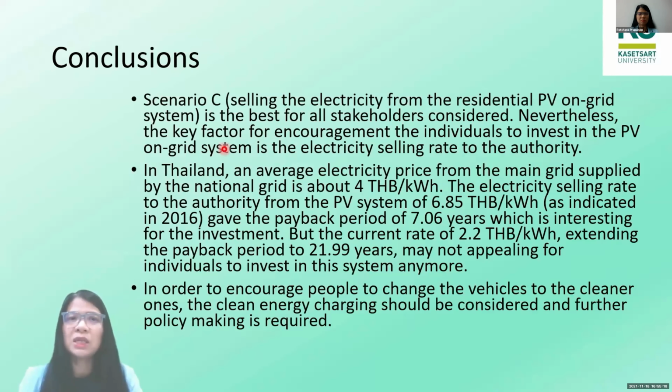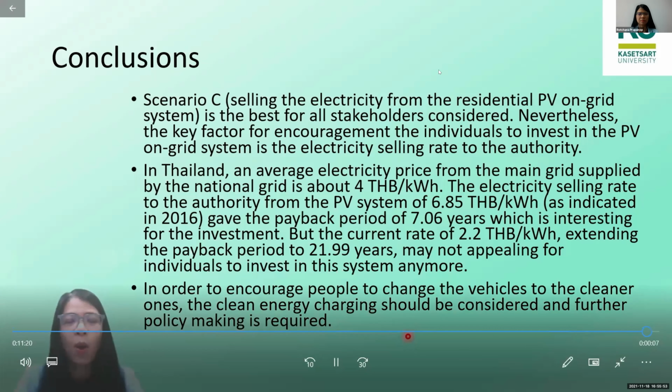So in our opinion, we think scenario C, letting individuals sell the electricity from their PV on-grid system through the authority, is the best for all stakeholders. However, the selling rate set by the authority has to be high enough to encourage people to invest in this system. In order to encourage people to change their vehicles to cleaner ones, clean energy charging should be considered and further policy making is required.